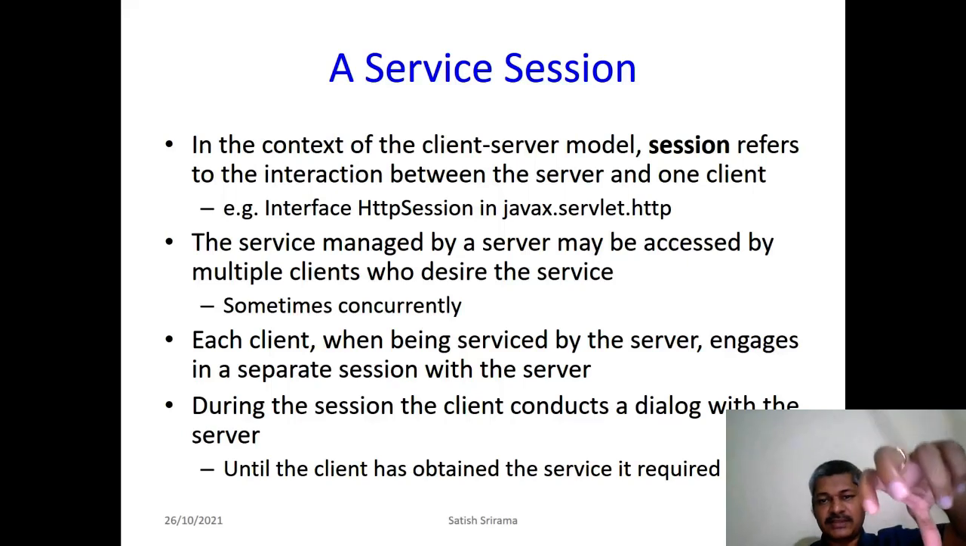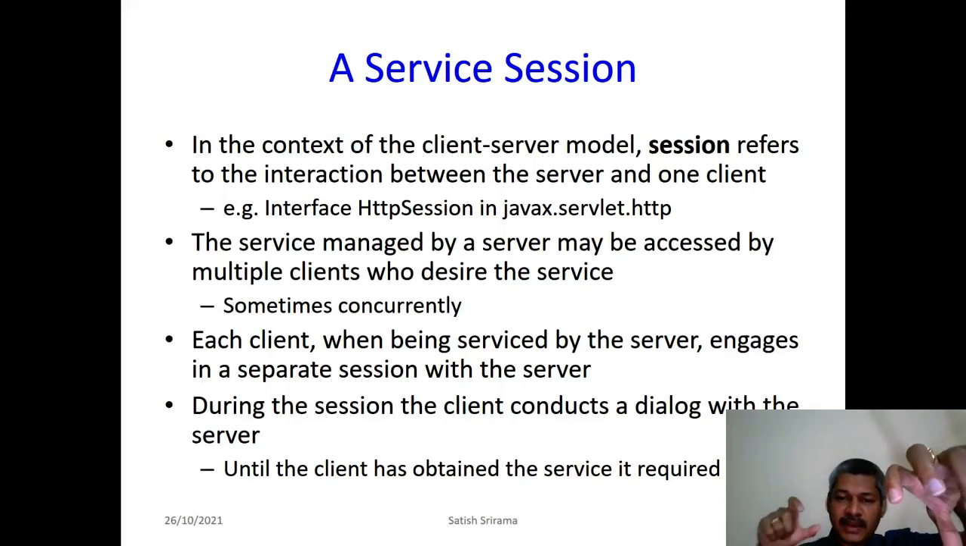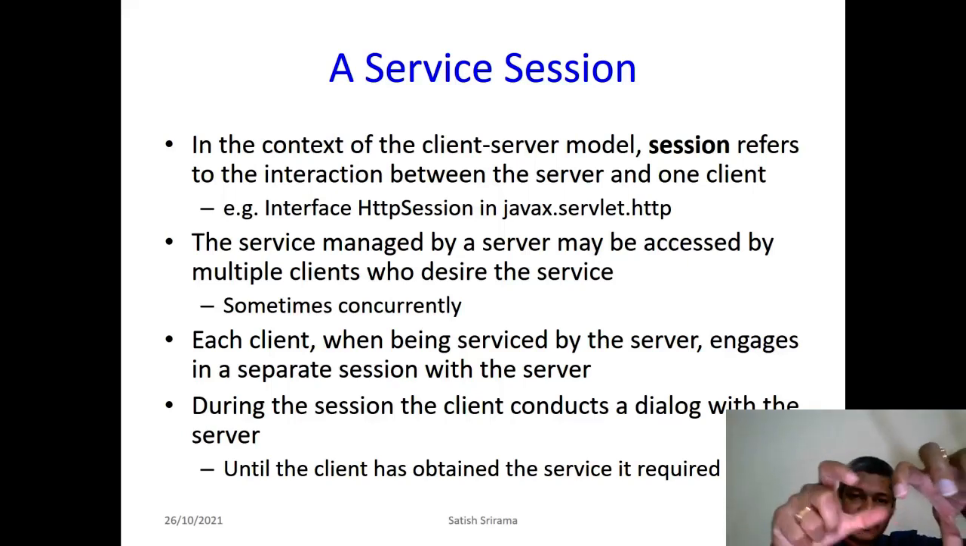So there is a server existing, there is a client existing, and whenever the client is trying to interact with a particular server, it is the session which is established. That's about the service session.